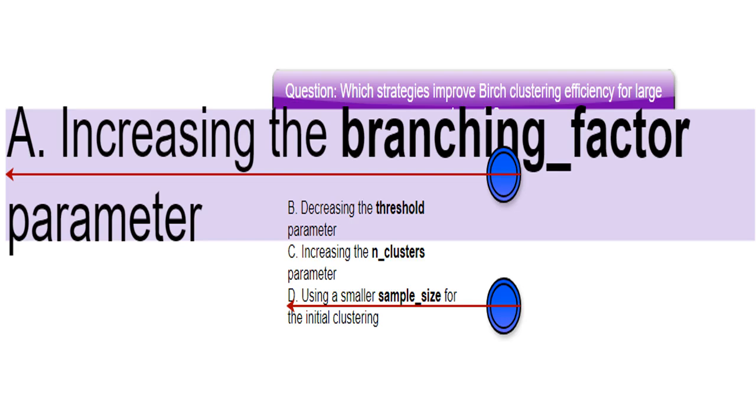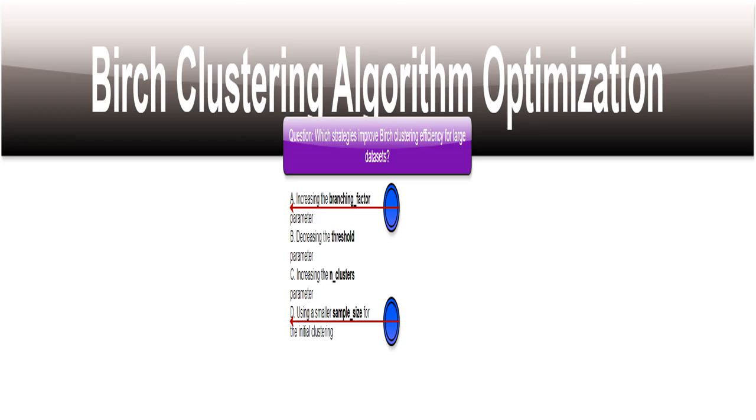Lowering this setting means points have to be closer together to be grouped. This leads to many tiny clusters and a much more complex tree, making the process slower. It's like trying to sort many small, similar objects. It takes longer. I see that optimization involves finding the best balance between speed and accuracy. Let's find that sweet spot.